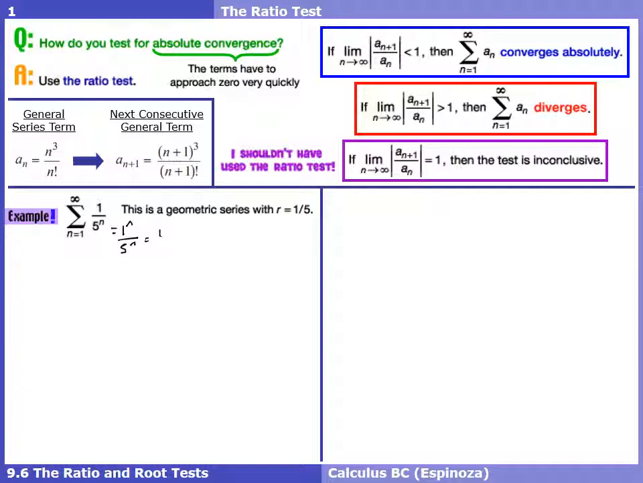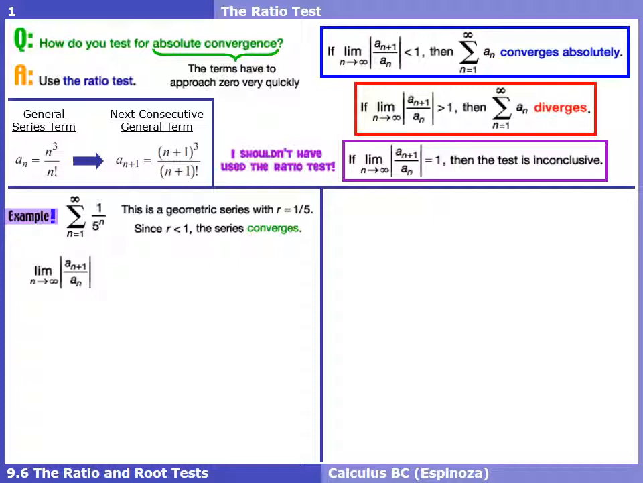And if you remember the little trick here, we can rewrite that as 1 over 5 to the n power, which is just a geometric series with r equals 1/5. And of course, since r is equal to 1/5, that's less than 1, so we know the series converges. But let's go ahead and use the ratio test just to verify that.